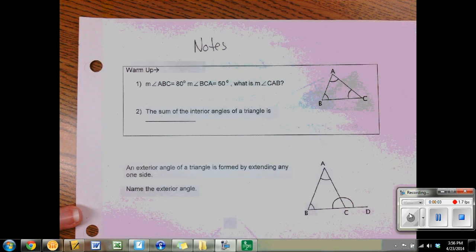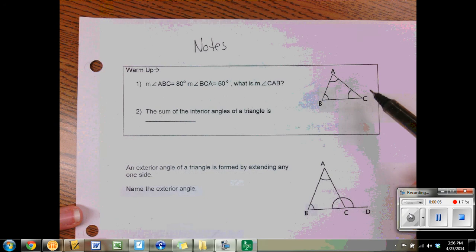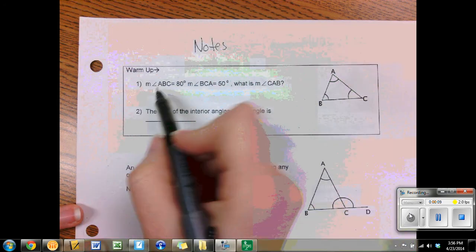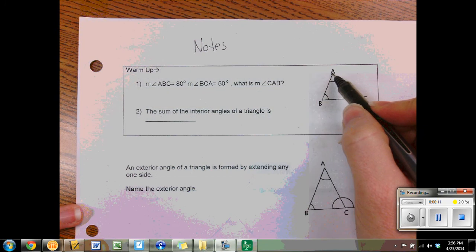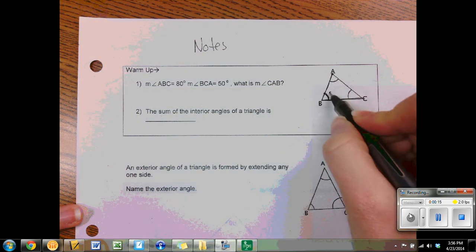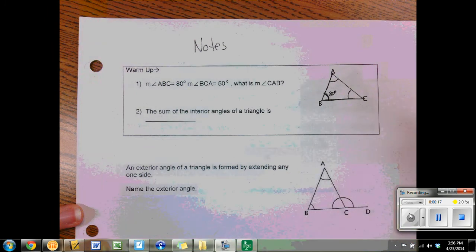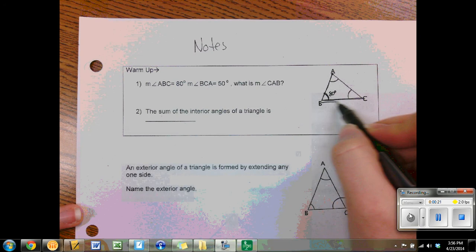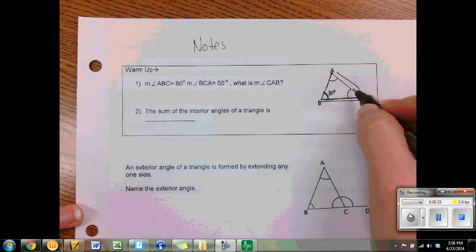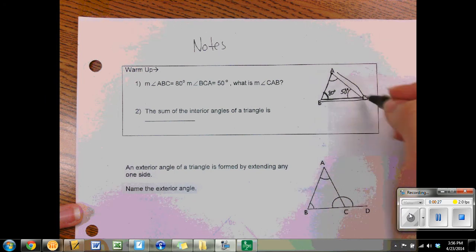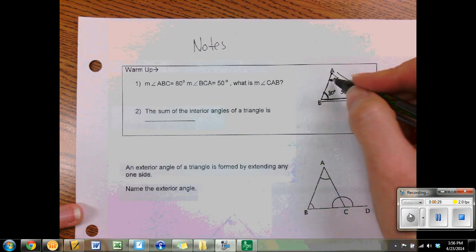Okay, so let's look at this first. We have this triangle ABC. The measure of angle ABC, and this is an angle. So if I'm going to do this angle ABC, we're talking about this one right here, is 80 degrees. The measure of angle BCA, which would be this angle, is 50 degrees. What is the measure of CAB, which is this one right here?